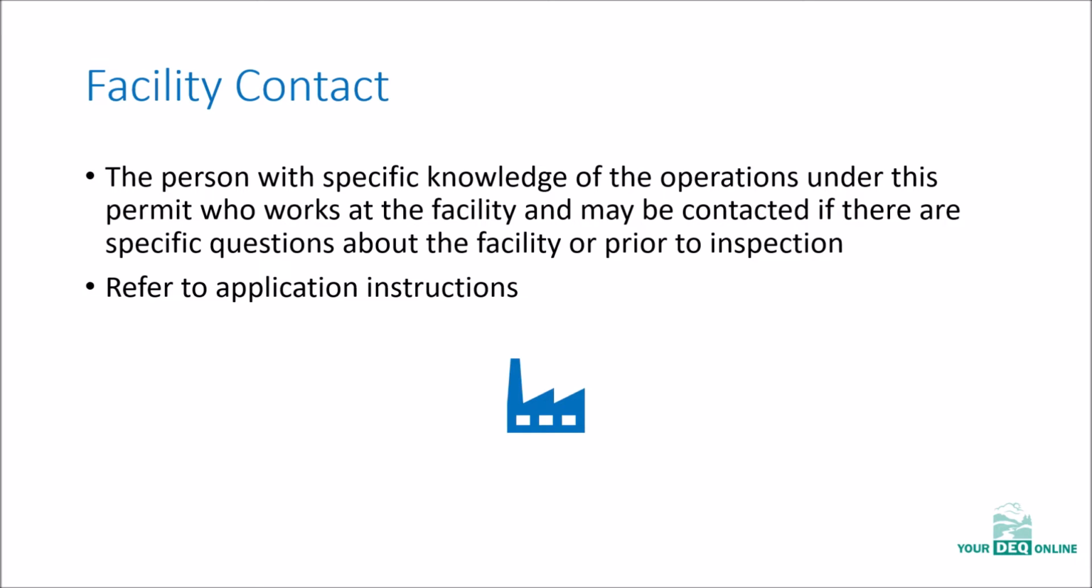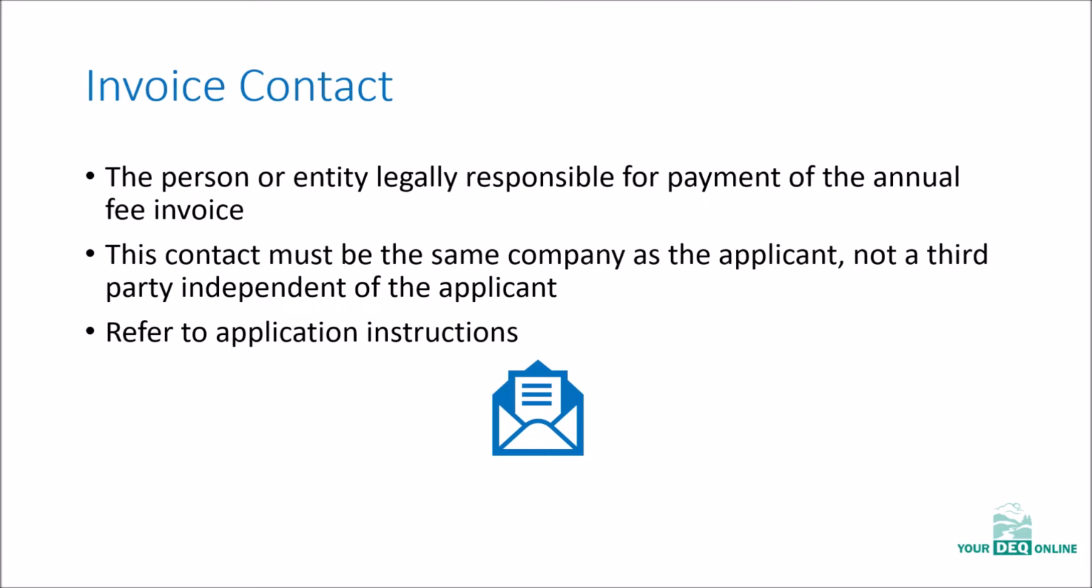The facility contact is the person with specific knowledge of the operations under the permit. This contact works at the facility and may be contacted if there's a specific question about the facility prior to inspection. The invoice contact will be the person or legal entity responsible for payment of the annual fee invoice and must be, or be part of, the same company as the applicant.